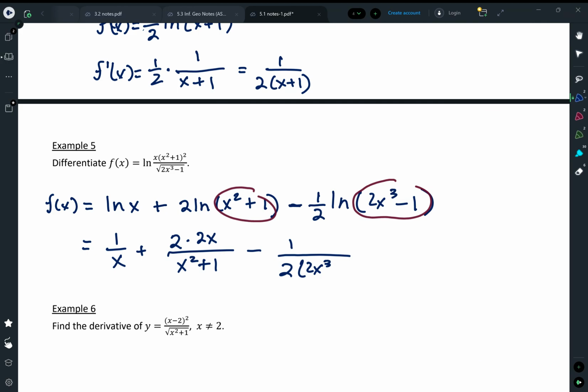And then in my numerator, I have to take the derivative of that inside part of the 2x cubed minus 1, which is just going to be a, let's see, 3 times 2 is a 6x squared. And then I would want to do a little bit of simplifying here, but not much. So 1 over x plus 4x over x squared plus 1 minus 6 divided by 2 would be 3x squared over 2x cubed minus 1.